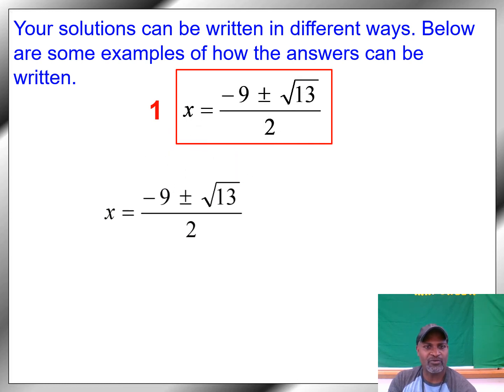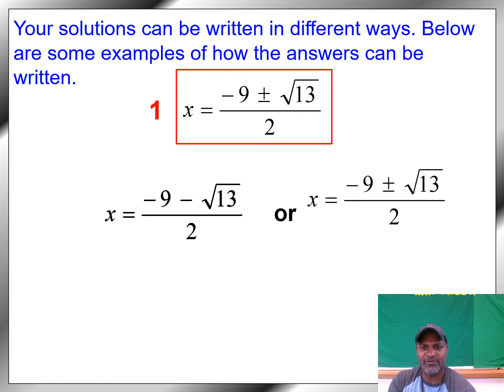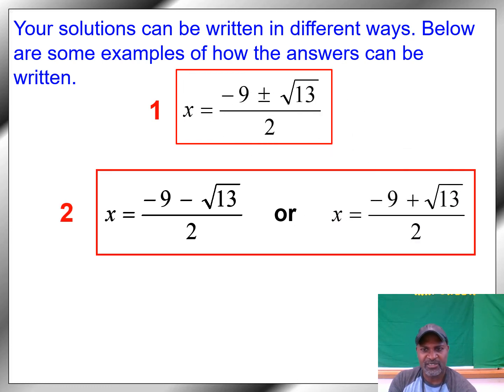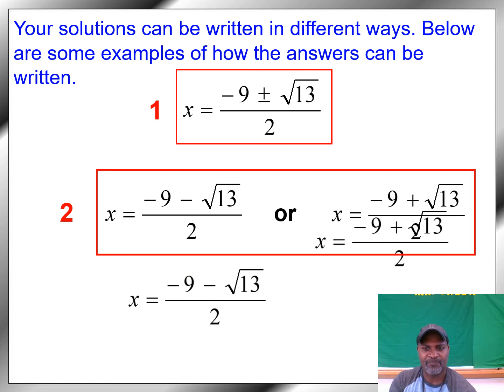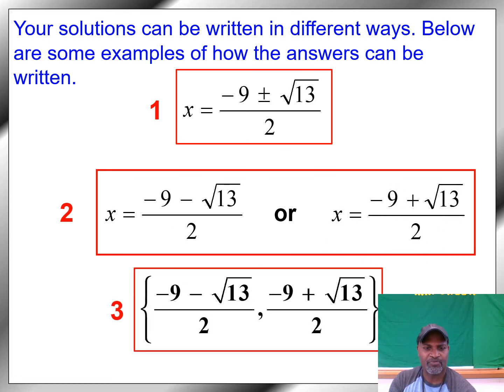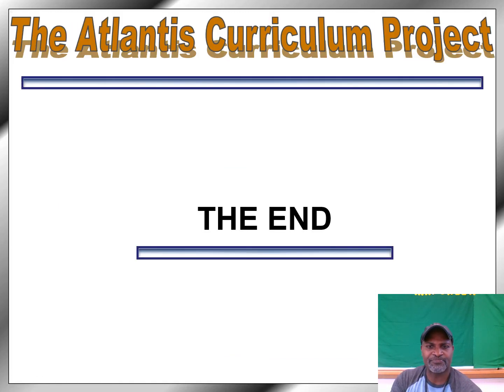So when we have something written like this, then we're talking about two different numbers. There's one, there's the other. So you got two solutions. All these are different ways. And then there's another way that you can write it, like that. So all these are different ways that your answers will show up if you use the quadratic formula.